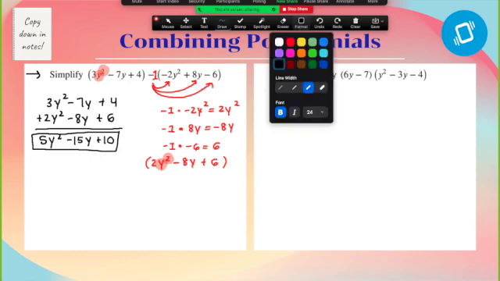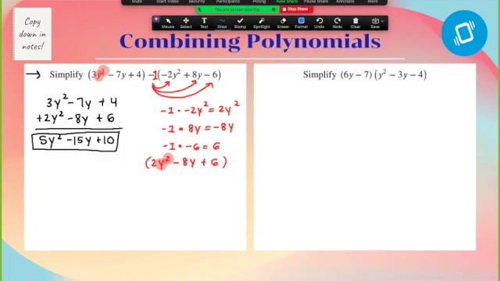When I answer this problem, I have to FOIL, which means that I'm going to get the terms on the left side of the polynomial and distribute them to each term on the right side. So we have here 6y multiplying with y squared first. We also have 6y multiplying with negative 3y. We also have here 6y multiplying with negative 4.